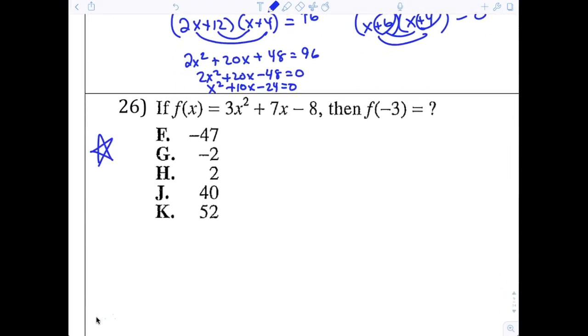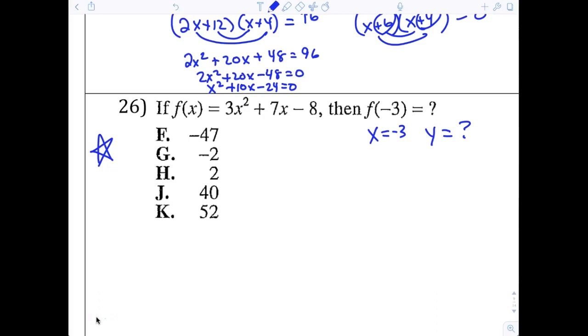What does f of negative 3 mean to do? Substitute what in for x? Very good. So this means when x equals negative 3, y equals, that's the question. Look up. f of negative 3 means when x is negative 3, what's the y value?